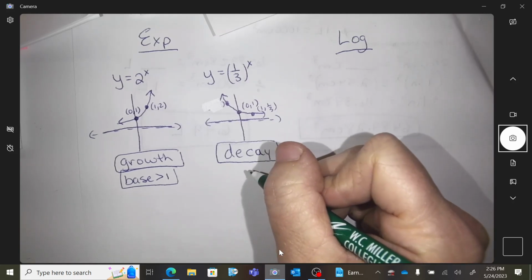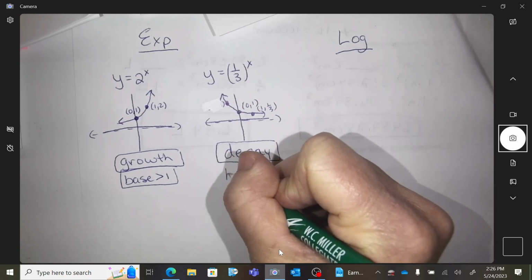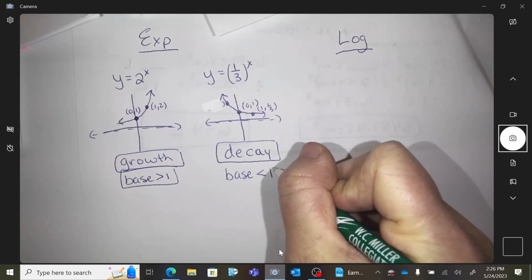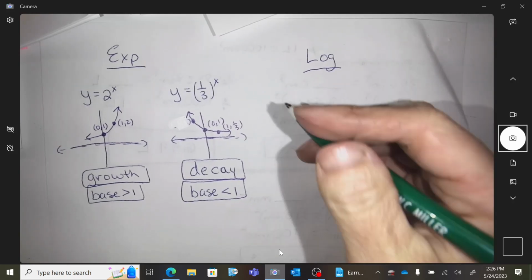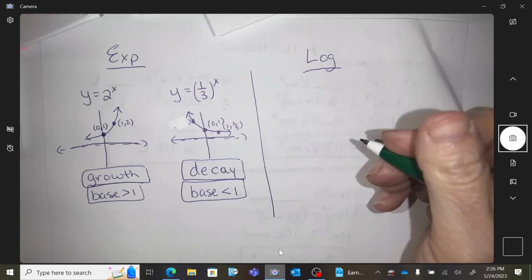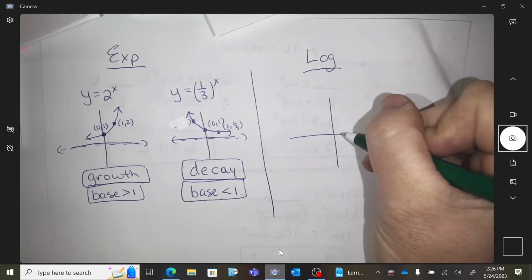And why is it reducing? It's because the base is less than 1. So think about it. A third tomorrow, a third of what we had, and then a third of what we had. We're getting lower and lower, lower, lower. Okay, characteristics of that versus a log graph.